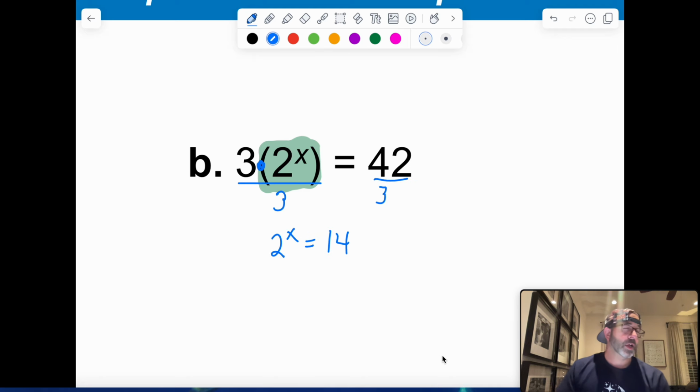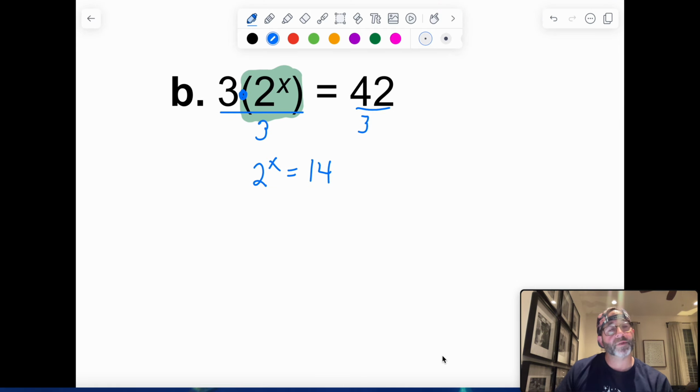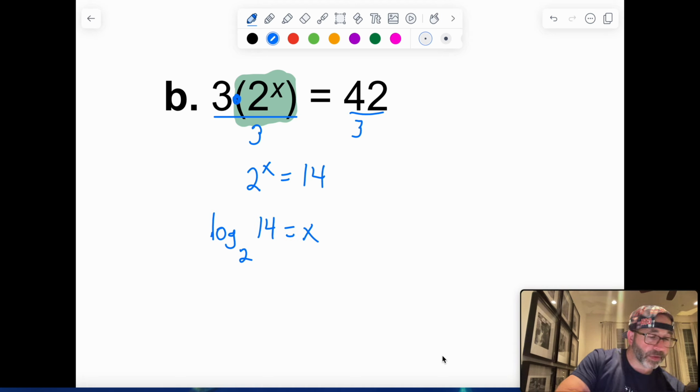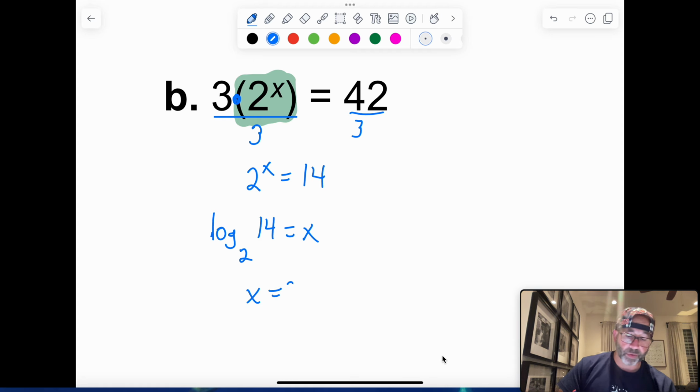14. We can't use the one-to-one property here, so we'll go ahead and do our conversion over to log, which means we'll have log, the base stays the base, the 14 and x swap places. So log base 2 of 14 equals x. And I'm going to throw this into my calculator here. We get log base 2 of 14, so we end up with x is going to equal 3.81.